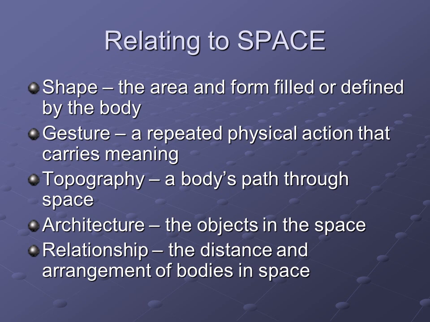So there are 5 of these terms that relate to space and how your body exists in space. The most obvious, but also maybe the most difficult to define, is shape. That is the area and form filled or defined by the body. Shape tells the audience something. If you're standing up very straight and stock still, then your character is probably pretty proper. If you're bent over, maybe you're pretty old. If your shape is slouched, maybe your character is sort of lazy. So we tell the audience a lot of information about our character through our shape.